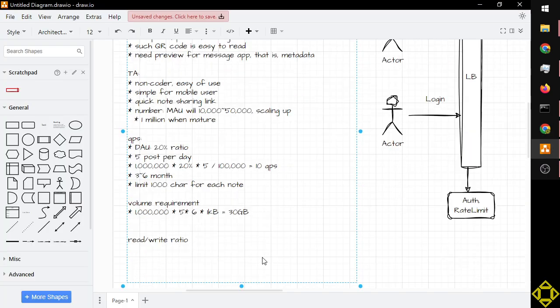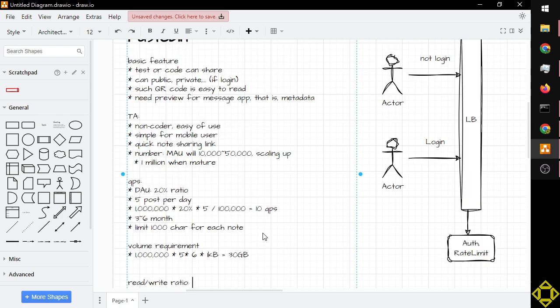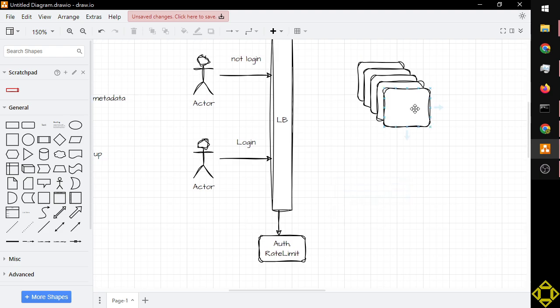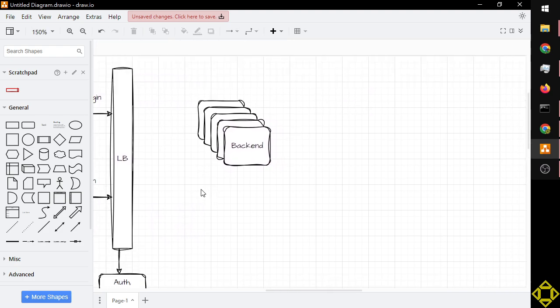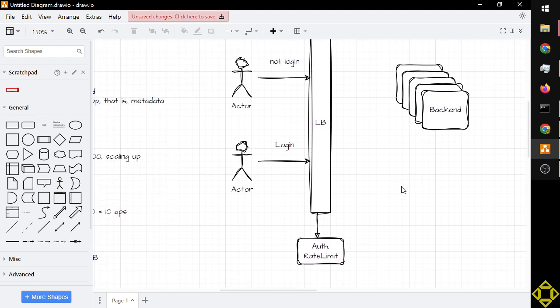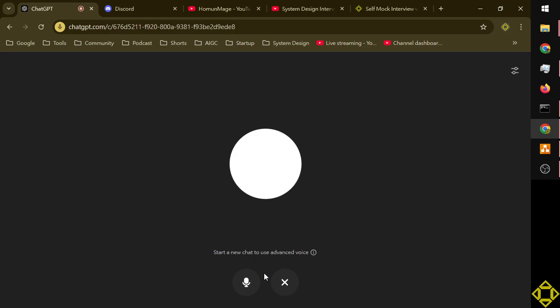Yes, a 200 to 1 read to write ratio seems reasonable, especially for a sharing platform. Users will likely view shared notes far more often than they create new ones. This ratio would also influence how you prioritize scaling and optimization, focusing more on read-heavy operations. How would you approach optimizing for this read-heavy load?